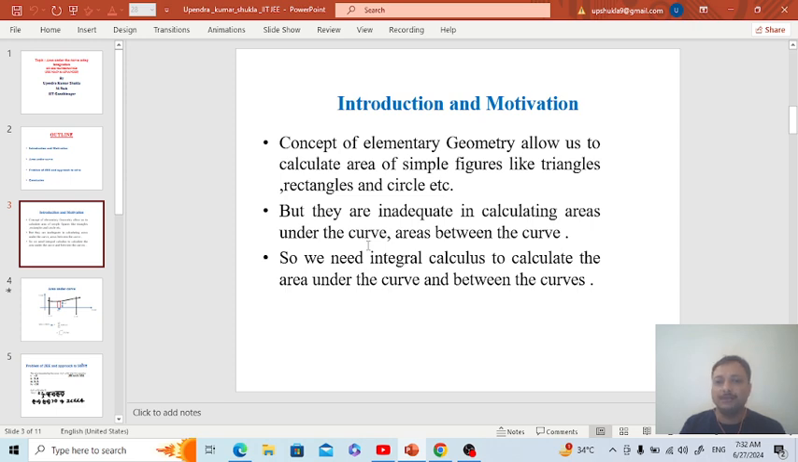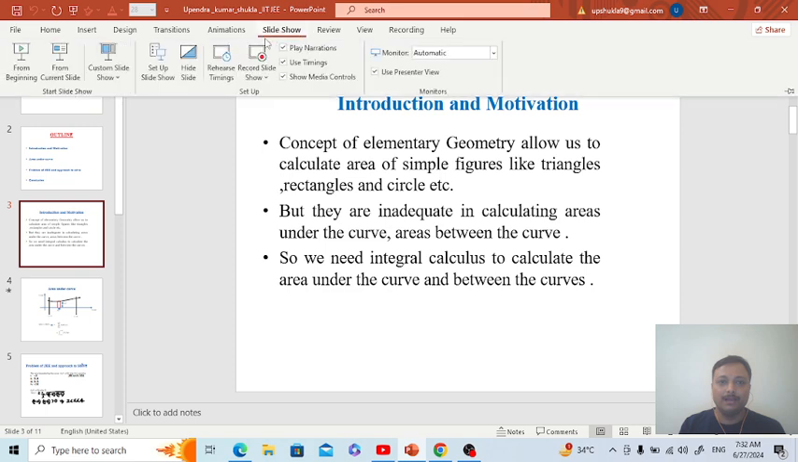So the concepts of elementary geometry allow us to calculate areas of simple figures like the area of a circle or of a rectangle, but they are inadequate for calculating areas for complex curves, like areas between curves or areas under the curve, the x-axis, and x is equal to a and x is equal to b. So we need integral calculus to calculate the area under the curve and between the curves. So let's discuss this in detail, right?